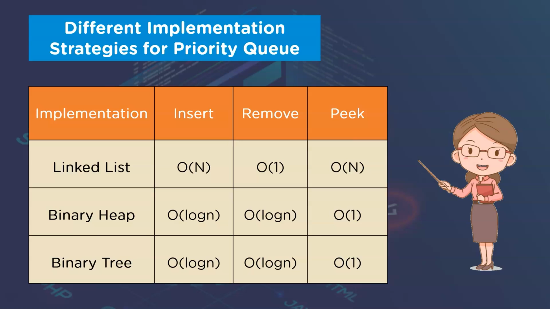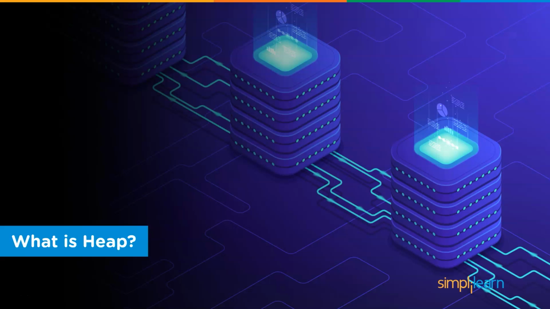These facts clarify that the binary heap is the base data structure to implement a priority queue. Now you must be thinking about what exactly the heap is and how it works. So moving forward, we'll look into the definition of heap and its properties.